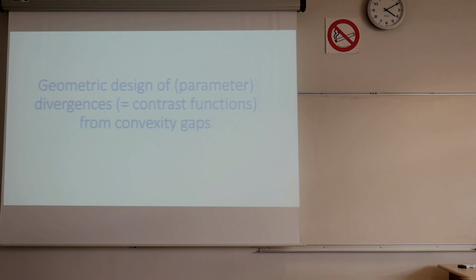Okay, so the key point is that when we design Bregman divergence, we have some kind of geometric design because we plot the graph of a convex function and then we measure some kind of gap. So let's try to invent new kinds of divergences and try to motivate how to use them.